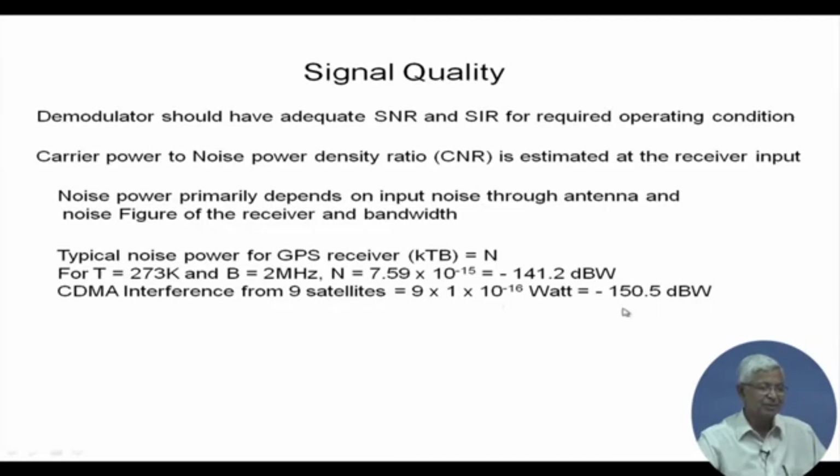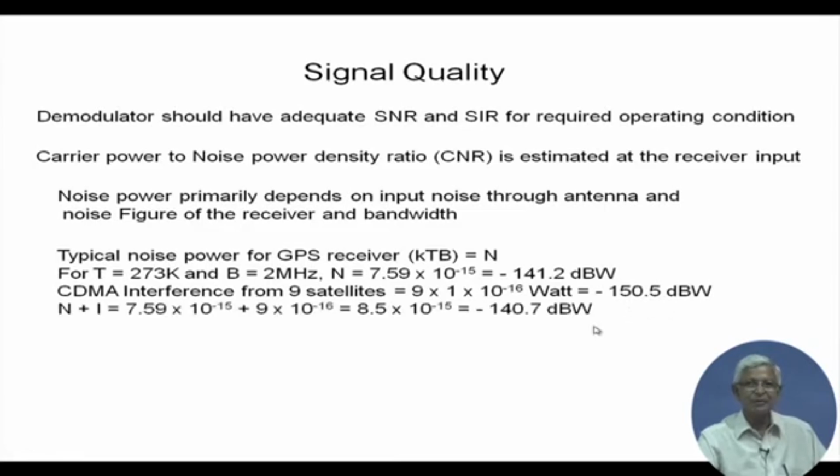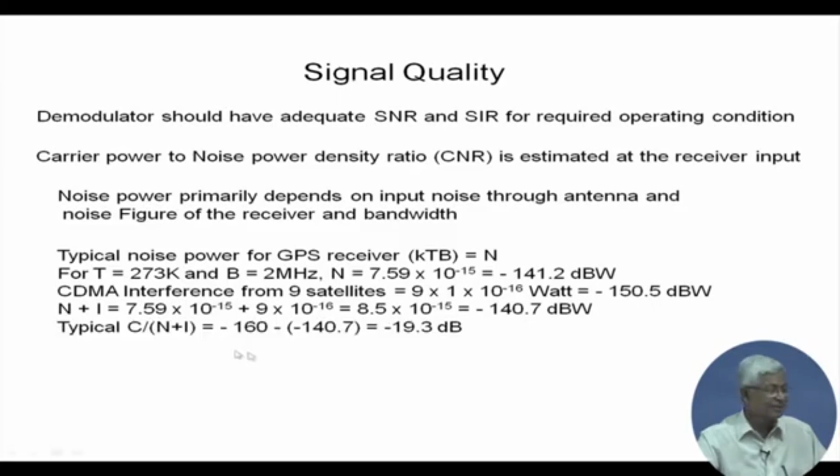Assuming 9 of the satellites are all interfering with the same power, 9 times of this is minus 150.5 dBW. So, noise plus interference, CDMA is acting as the interference. In numerical terms, these values can be added and you get 8.5 times 10 to the minus 15 watt, which is minus 140.7 dBW, and your signal is minus 160 dBW, that is 10 to the minus 16 watt. So, C by (N+I) is minus 160 minus minus 140.7, which is minus 19.3 dB, which is very low. The CDMA helps you. The bandwidth is 2 megahertz, which is 63 dB-Hz, and subtracted, so C by (N+I) naught is minus 73.3 dB-Hz.